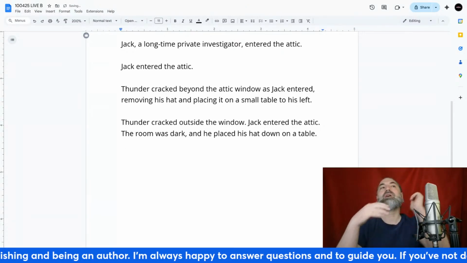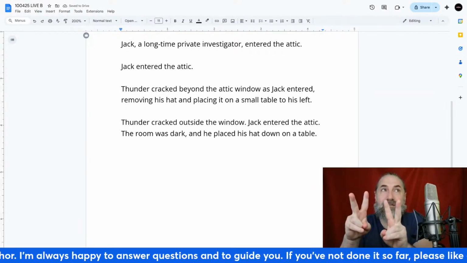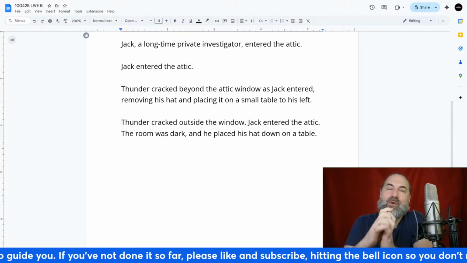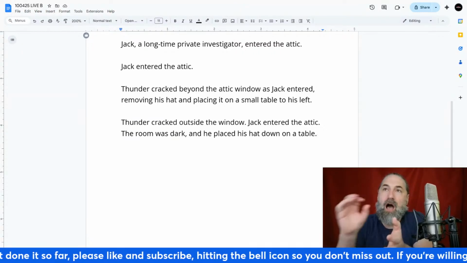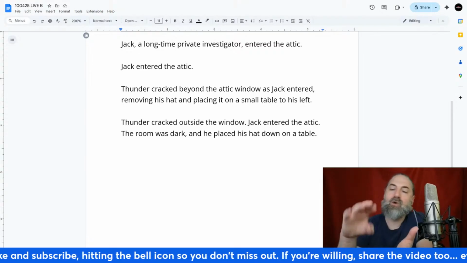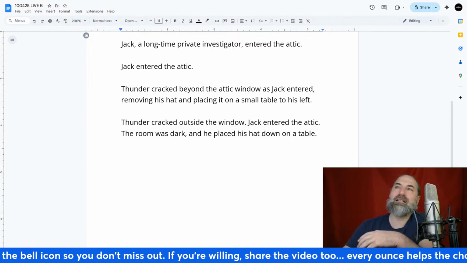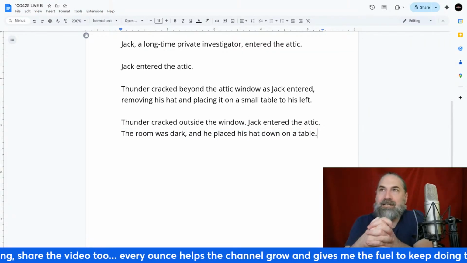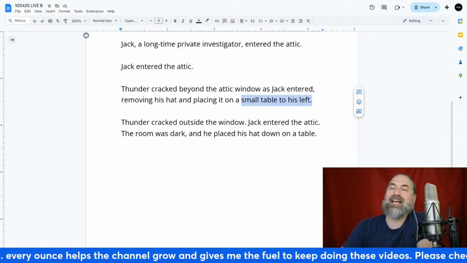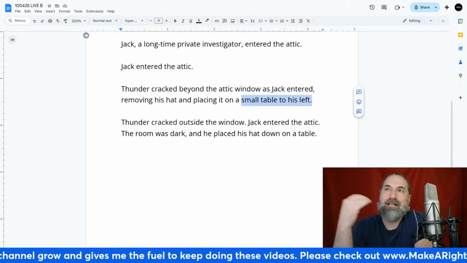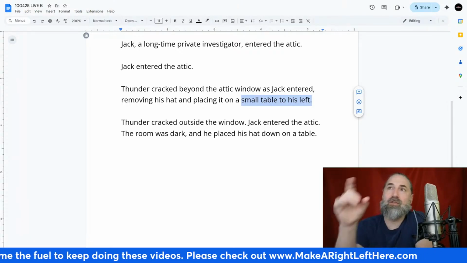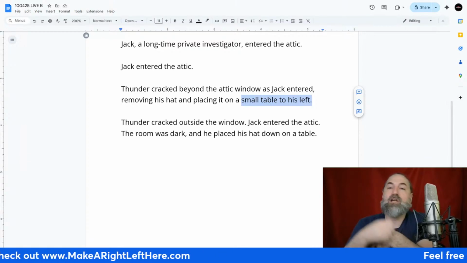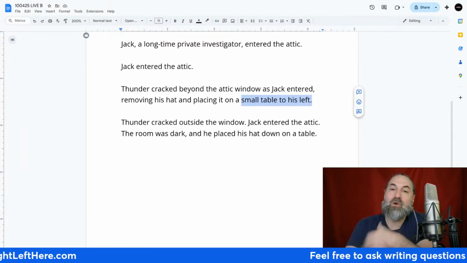All right. So this would technically be considered fast pace because we are getting just enough information for context, but we are not going deeper into the emotional truth of how Jack is experiencing the scene. We're not going into choices beyond he placed his hat down on a table. And we are not qualifying or expanding on ideas. So, for example, a small table to his left is expanding on an idea. It is not just a table, it's a small table too. So, adding detail does slow down the pace. But again, slow pace doesn't equal slow read.